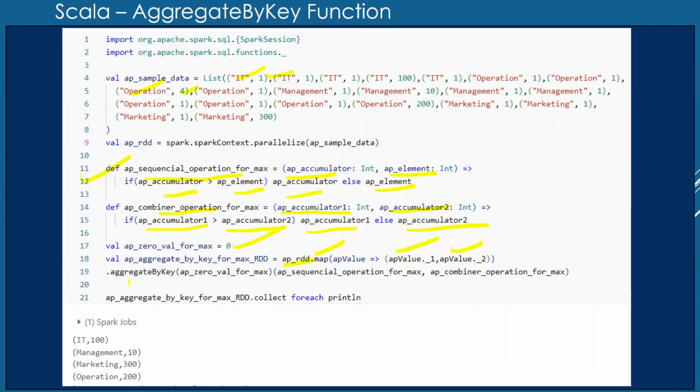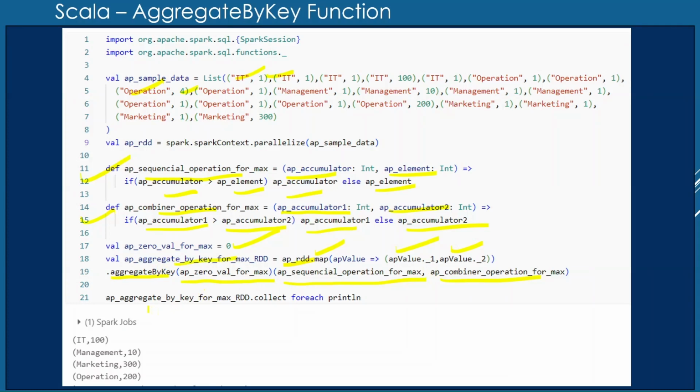On top of that RDD, I am calling aggregateByKey, and we are initializing each accumulator with the help of a 0. And on top of that, I am calling the two functions which I have defined: one is the sequential function and another is the combiner operation function. It will look at the value for each and every key, and return the maximum value for each key and store it in this RDD.